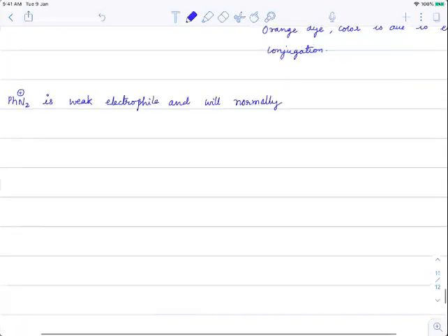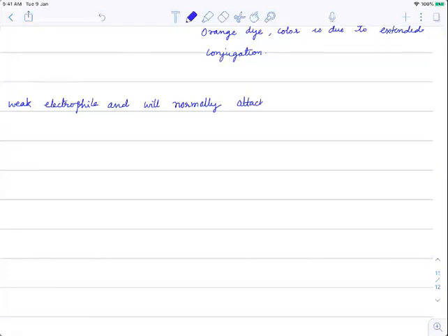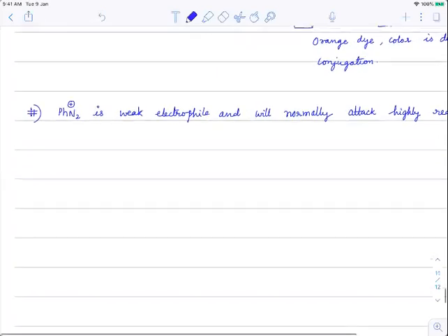See the examples and you know what are the important conditions we need to check out. One thing, PhN2 plus, the diazonium ion, is a weak electrophile. It is a weak electrophile and will normally attack highly reactive aromatic rings.